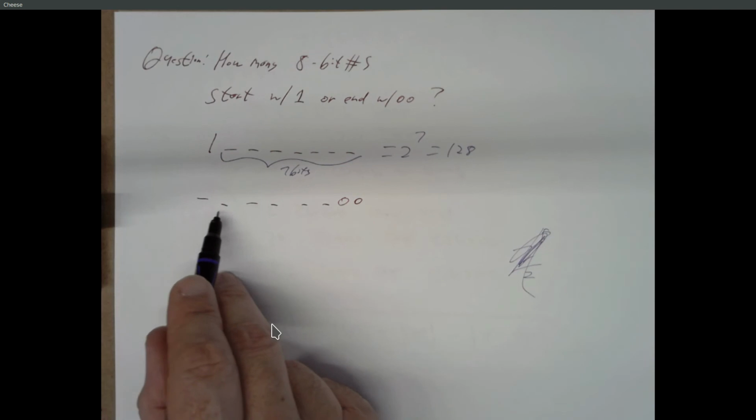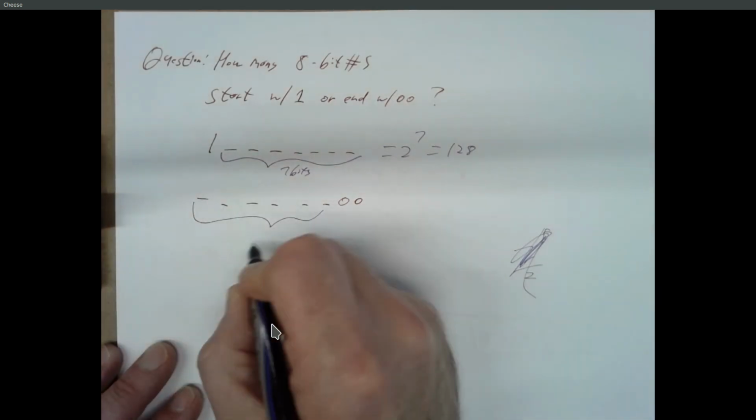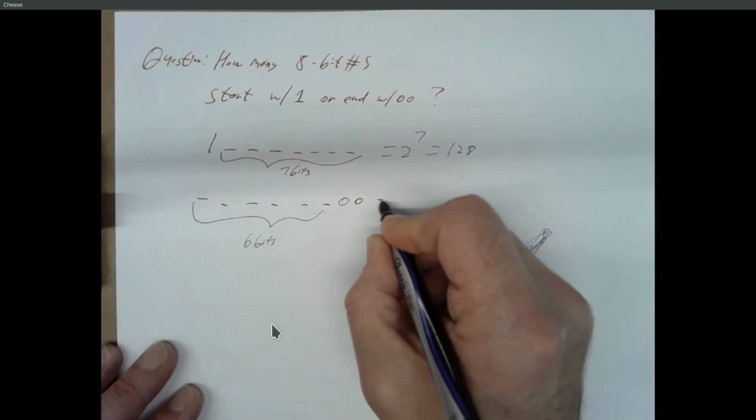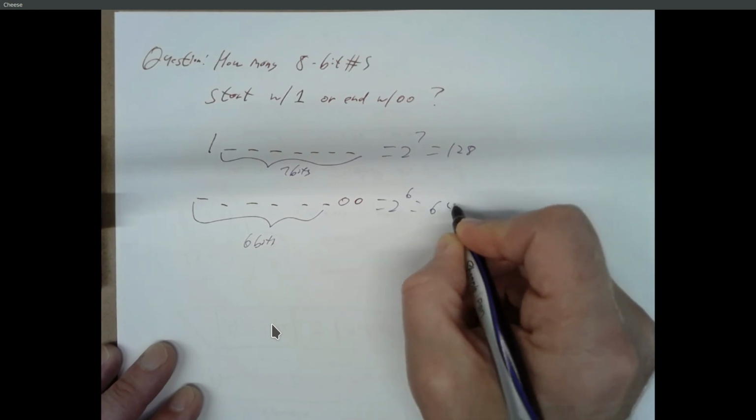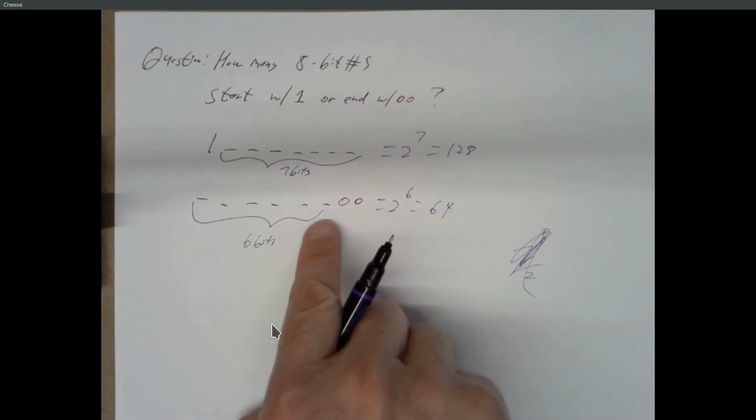All right, how many ways can we find a number in this form, something 8 bits ending with 0, 0? Similar idea. 2 to the 6th. We've got 6 bits here we need to fill in. So there's 64 ways to write a number in this form.